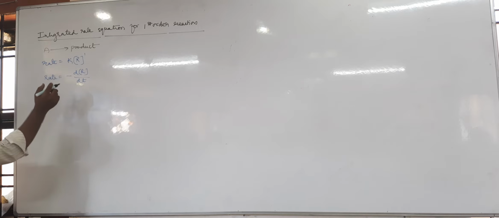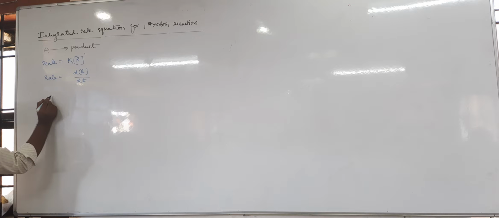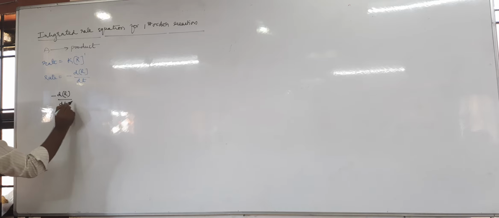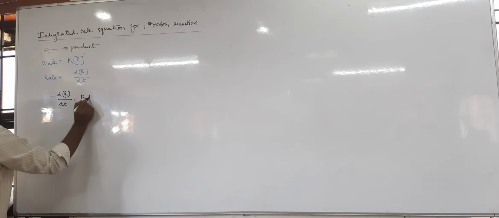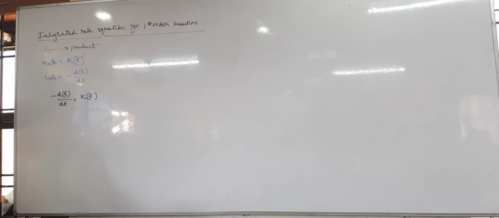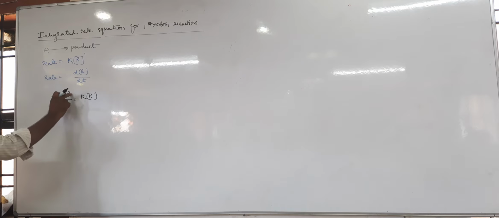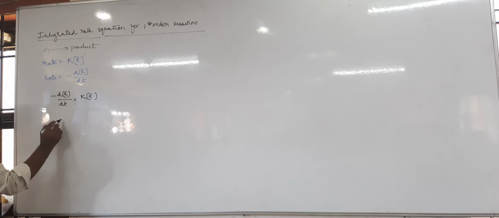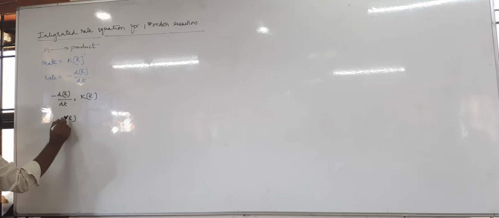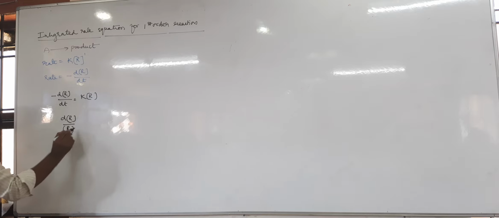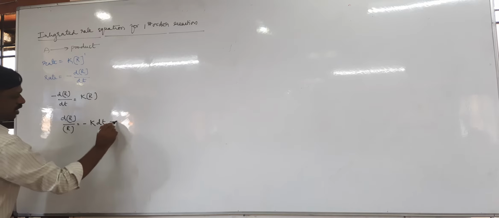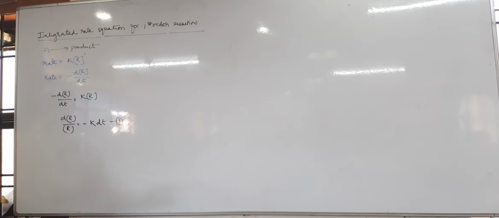Now equalize these two. It is minus dR by dt equal to K into R. Right. So here this is the R term, here also R term, dR. Therefore, can I bring R term here? It is dR by R equal to minus K into dt. Let us take equation 1. Right. The next is integration.